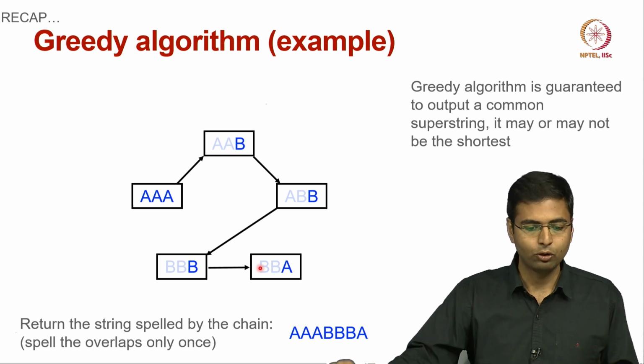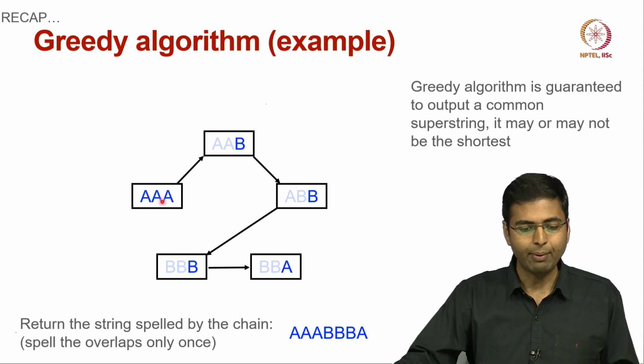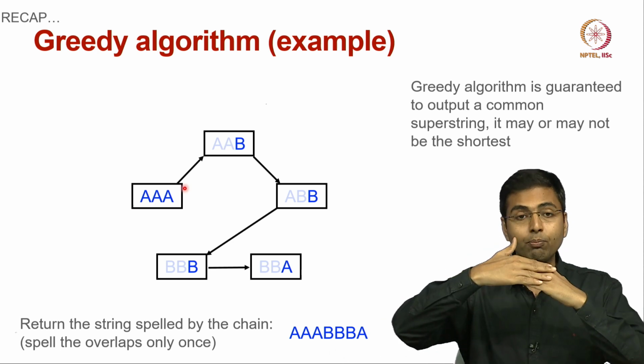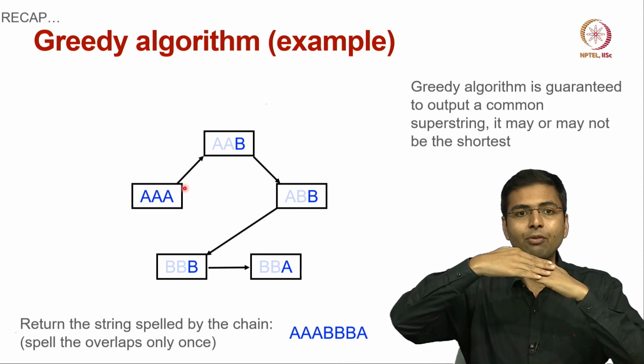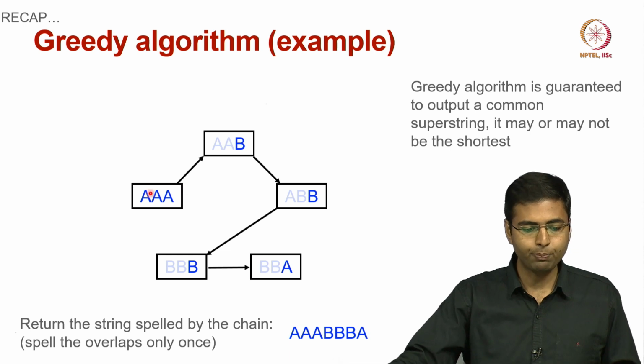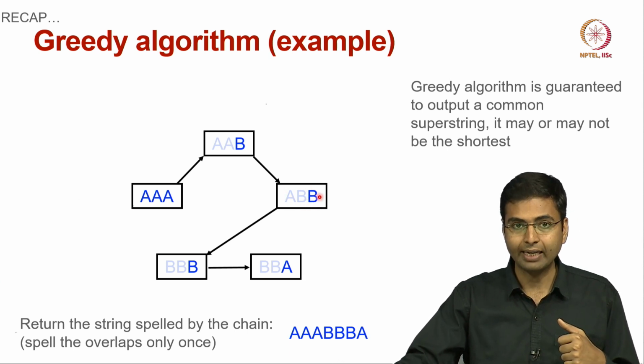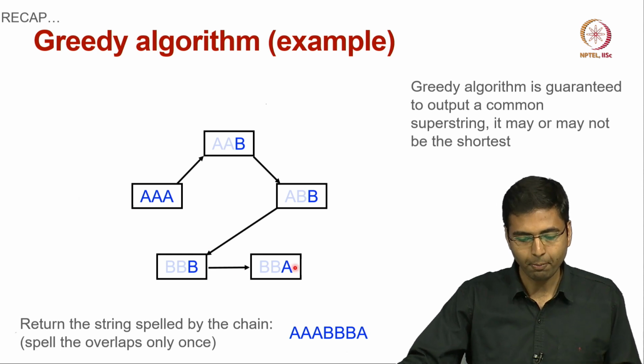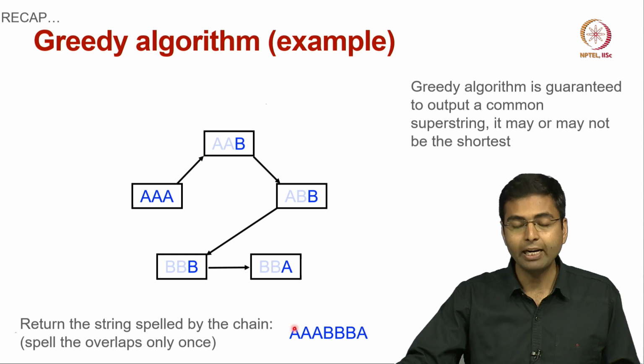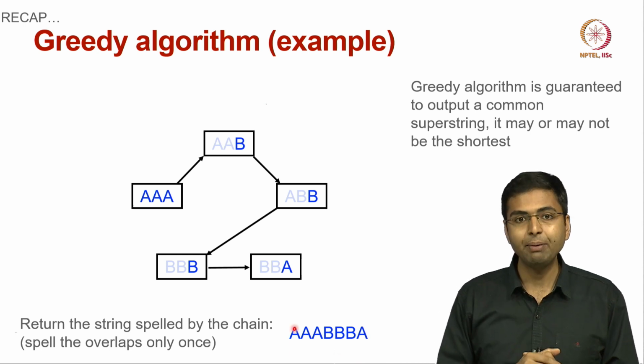And finally, we can output the string by joining those consecutive strings. For example, I would join these two strings, and by joining I mean that I would merge the overlapping suffix prefix. So in this case I would spell the string AAA, and I would not spell the prefix which is already there in the previous string. So it would be AAAB, and then AB is a prefix which already exists, so I will not consider that. I would consider character B here, and then character A here. So the final string output of the greedy algorithm is AAABBBA.